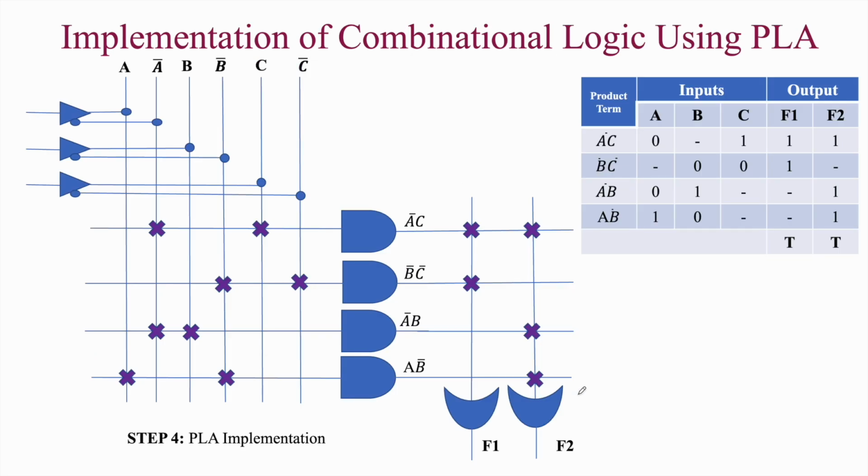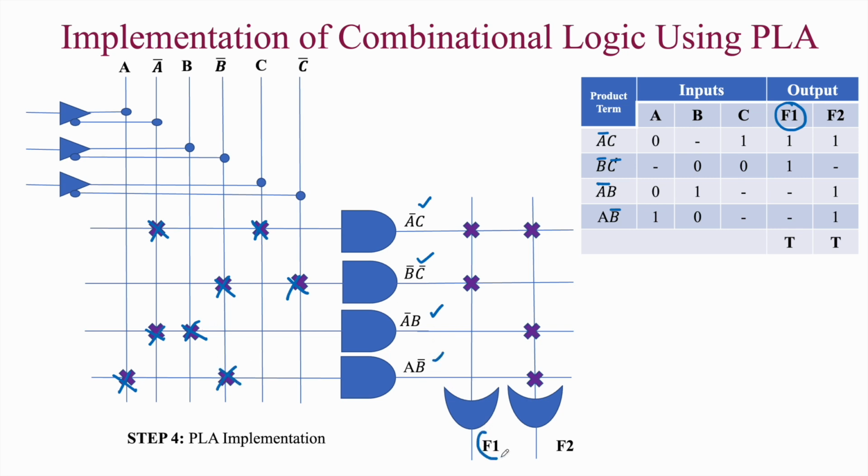Now, let us jump on to the implementation. First, when we look into F1, what are the terms it has? It has A bar C and B bar C bar. So, we have one product term, second product term. What is the third product term? It is A bar B. What is the last term? A B bar. We have four product terms.